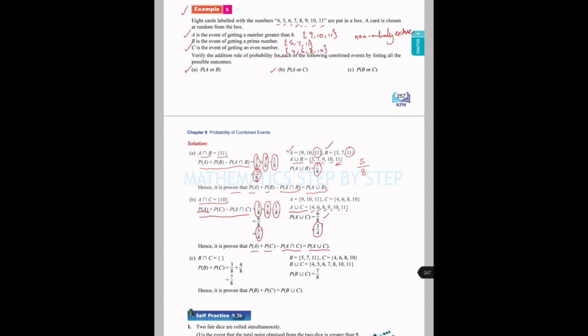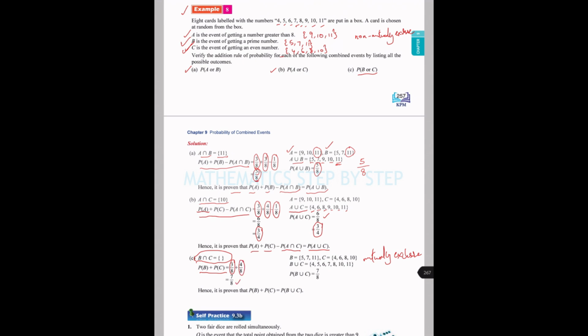Probability of getting B or C. So now, we can see that set B and set C, there are no common elements. So they are mutually exclusive. Okay? We can see that the intersection is an empty set. So we apply this formula. We don't need to minus the intersection, okay? So probability of getting B is 3 over 8. Probability of getting C is 4 over 8. And we add up, we get 7 over 8.